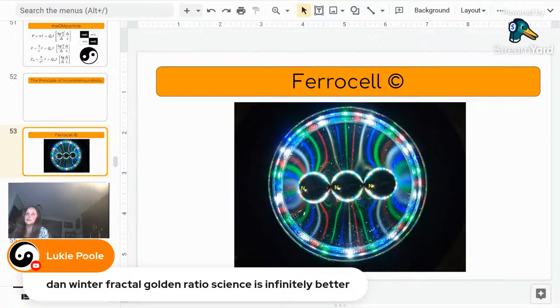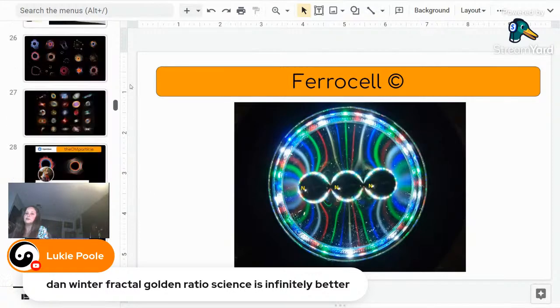Okay, Dan Winter's fractal golden ratio science is infinitely better. Dan Winter does some interesting work with fractals. I really like his implosion technology. In terms of the principle of incommensurability, you need implosion. In my opinion, you need implosion and explosion. But I don't really have enough off the top of my head to really speak to Dan Winter's work. But whenever you have fractals, you almost always have the golden ratio.